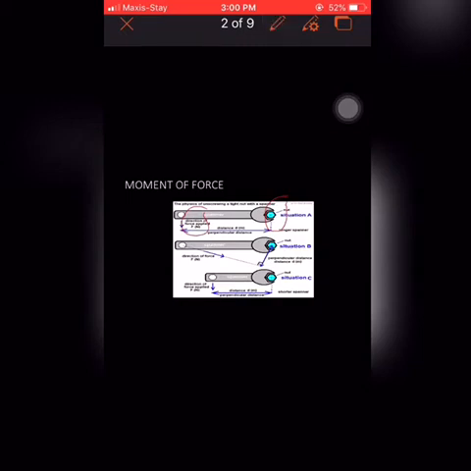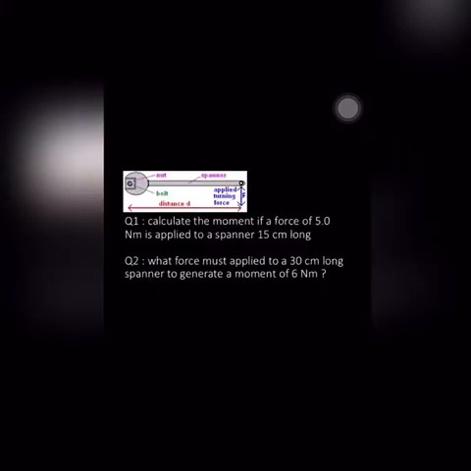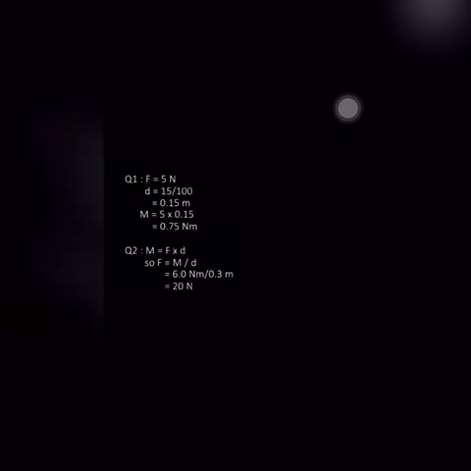Moving on to the next slide. Question 1. Calculate the moment if a force of 5.1 Newton is applied to a spanner that is 15 cm long. Question 2. What force might be applied to a 30 cm long spanner to generate a moment of 6 Newton meter? So let's move on to the solving part.